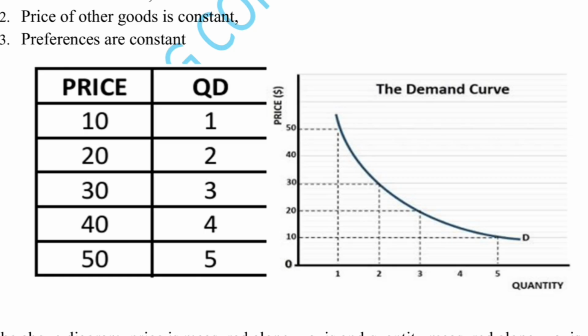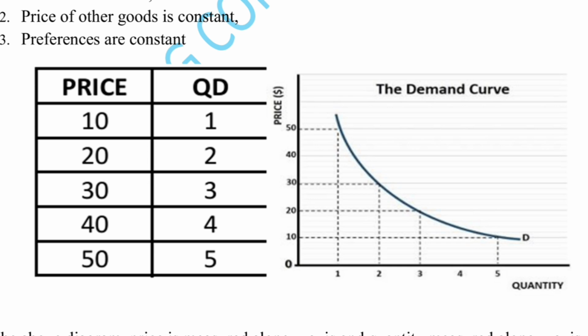Now once again, if you want to consume the fourth or fifth unit, the price needs to drop from 20 to 10. When the price dropped from 20 to 10, the consumer purchased the fifth unit.